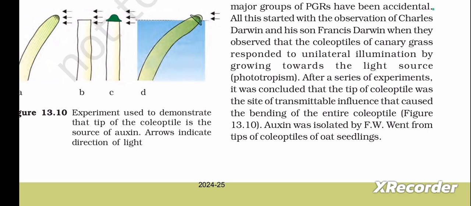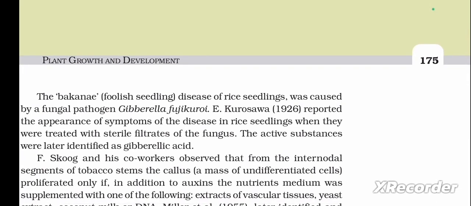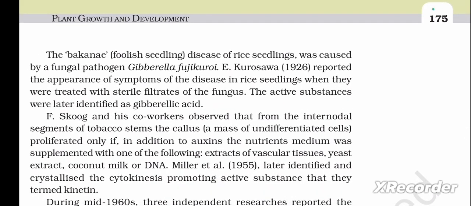Auxin was isolated by F.W. Went from tips of coleoptiles of oat seedlings. The bakanae, foolish seedling disease of rice seedlings, was caused by a fungal pathogen Gibberella fujikuroi. E. Kurosawa in 1926 reported the appearance of symptoms of the disease in rice seedlings when they were treated with sterile filtrates of the fungus. The active substances were later identified as gibberellic acid.